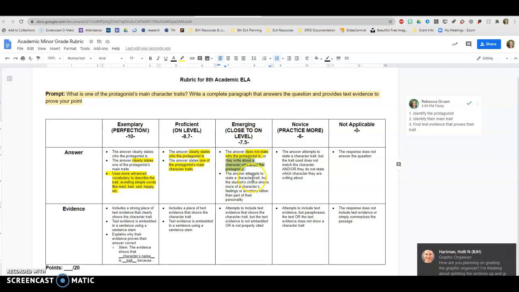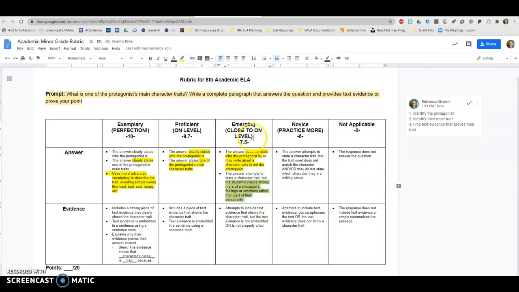And then two, the answer attempts to state a character trait, but the student's choice shows more of a character's feelings or emotions rather than part of their personality. So in other words, I messed up. I said an emotion, I didn't say a character trait. So that's another way I can get knocked down to emerging. So that would take me from a potential of an 87 to a potential of a 75, and I definitely don't want that.